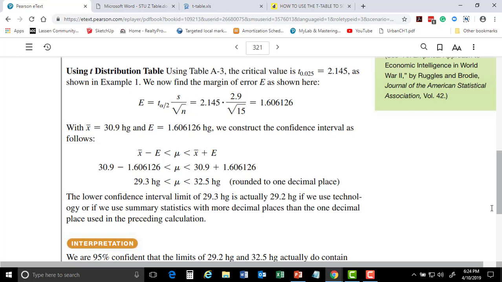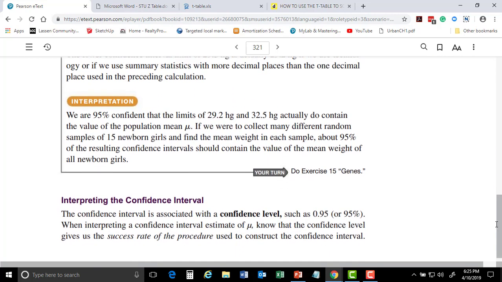Here's the sample mean minus the error term, and the mean plus the error term. Remember, this error term has the t distribution coming in it. So we have the mean, which was 30.9, minus 1.6 and plus 1.6. So there we got the confidence interval, and the interpretation is right here. Let's see, we might be able to do the same one on StatCrunch.